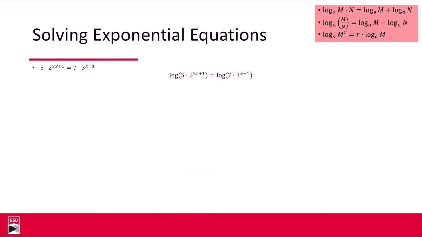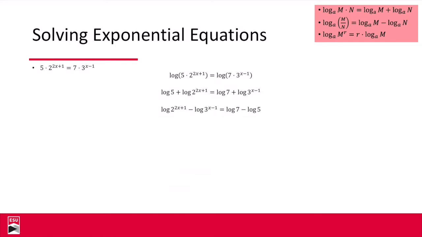You could have divided that 3 with the exponent over, and divided that 5 over. But when we do this, we can use our first rule of logarithms and separate those products into sums, where we get log of 5 plus log of 2 to the 2x plus 1 equals log 7 plus log of 3 to the x minus 1. Then we can go ahead and apply our power rule twice.